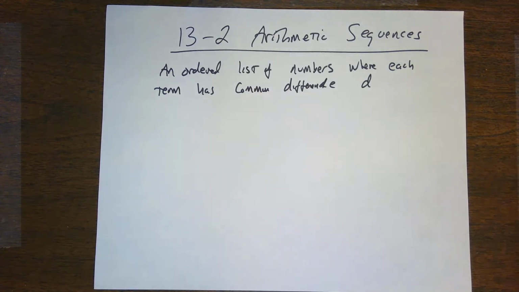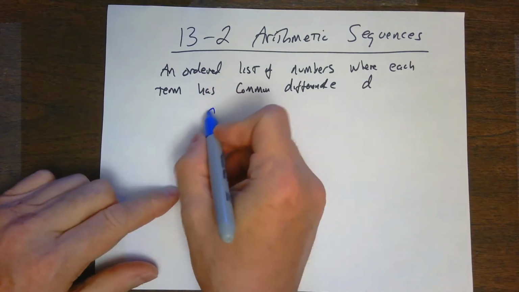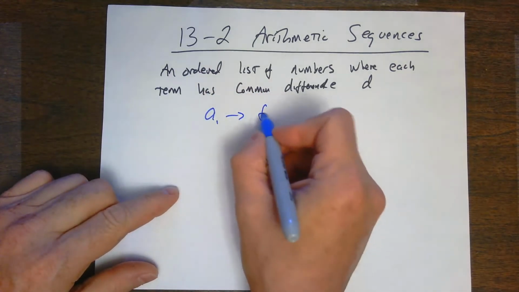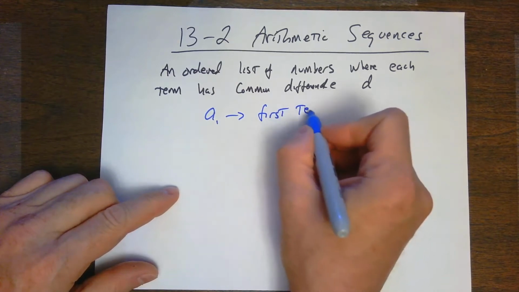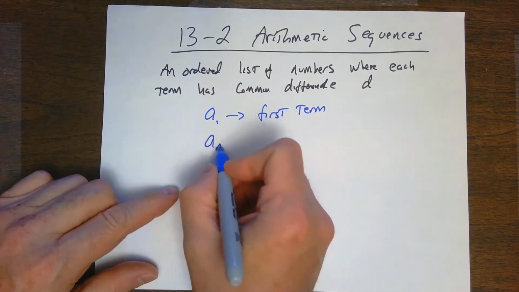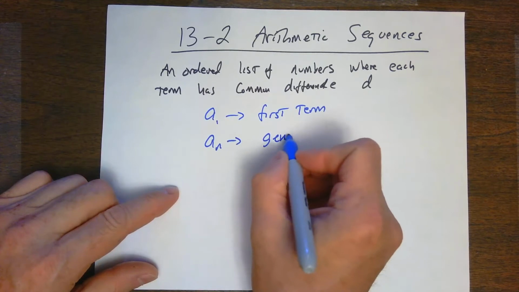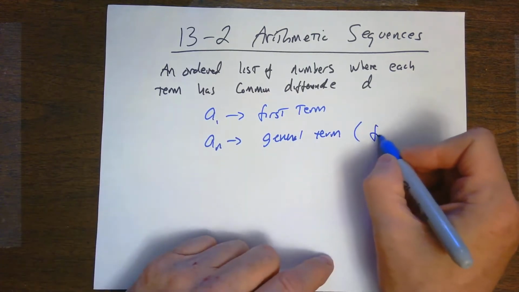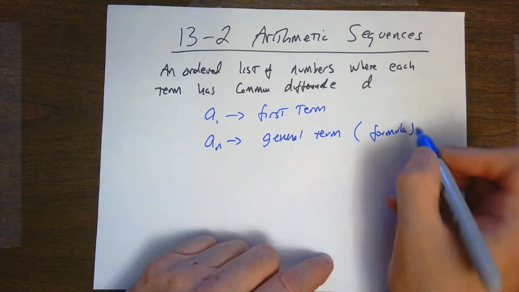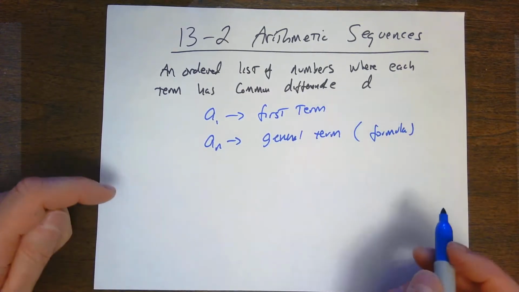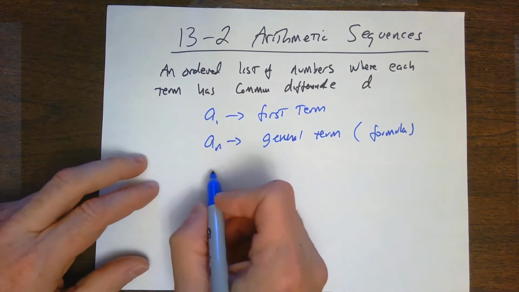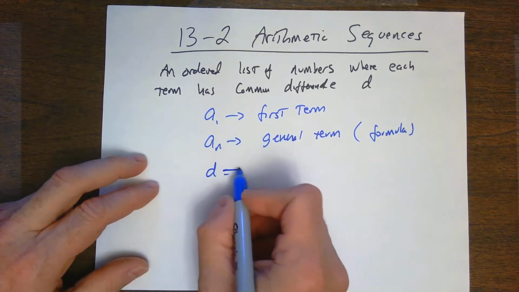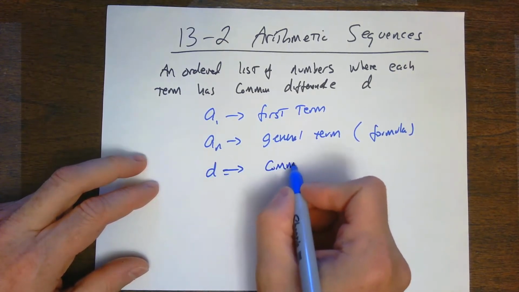Now, some of the terminology here, remember, when we see a sub 1, that means the first term. A sub n means the general term. And as we saw before, you can think about this as a formula. It's the formula that generates the sequence. And d is the common difference.